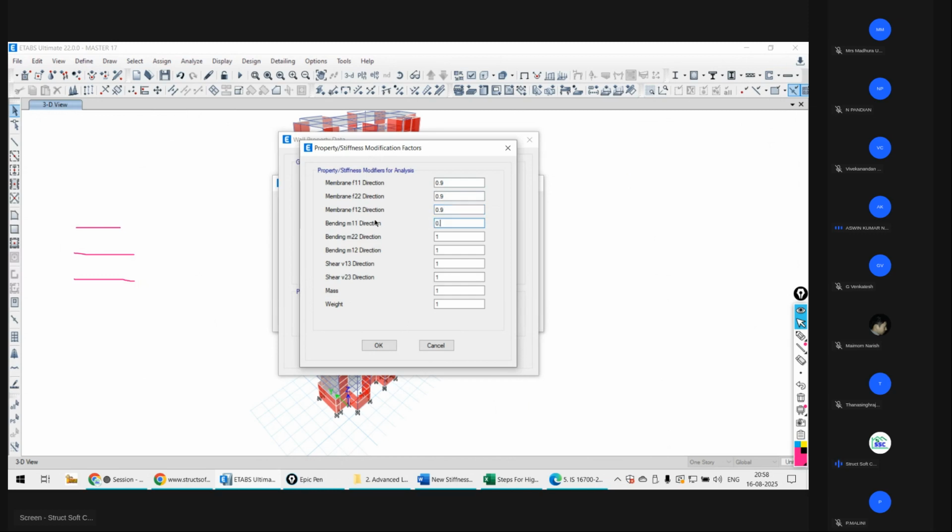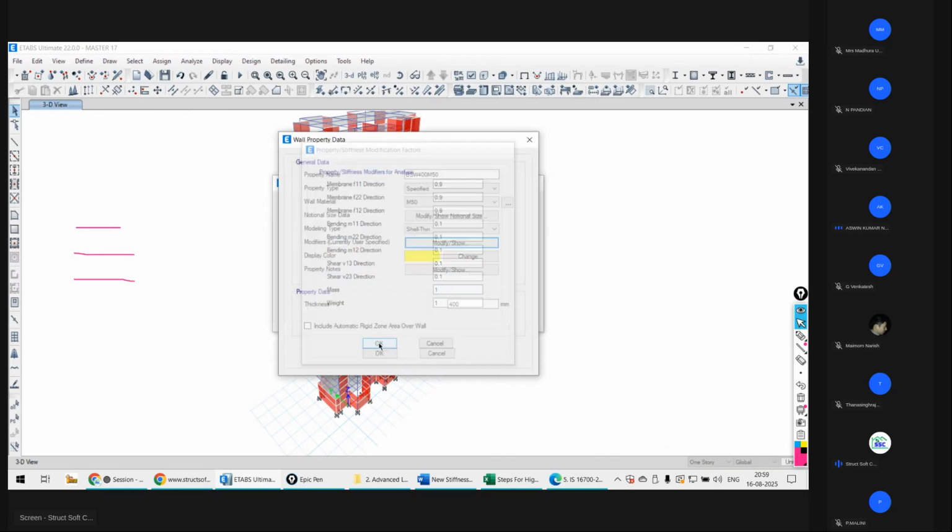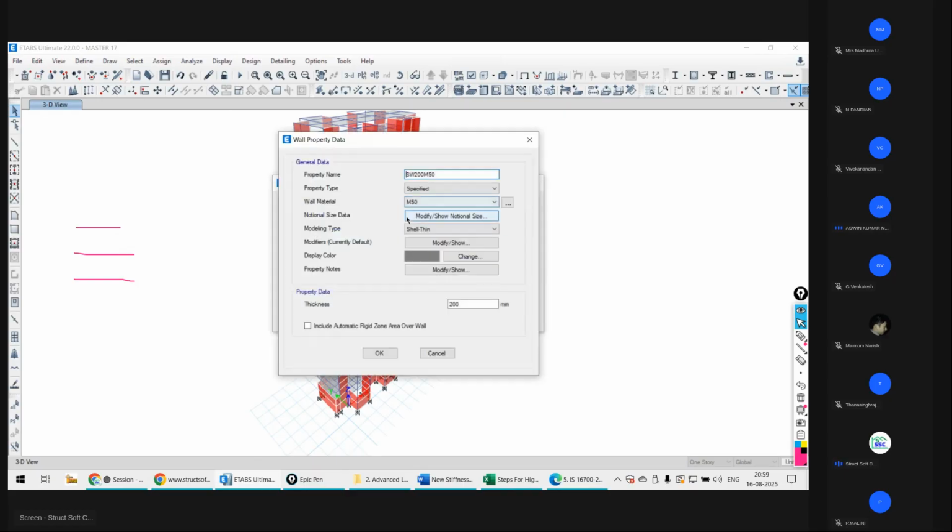That's why 0.1. We are not involving the shear wall in this. We don't have to consider moment at all, and shear force also not. Okay, this is done. Mass and weight will be 100% considered. Then simply say okay. This is the property modification for your shear wall.